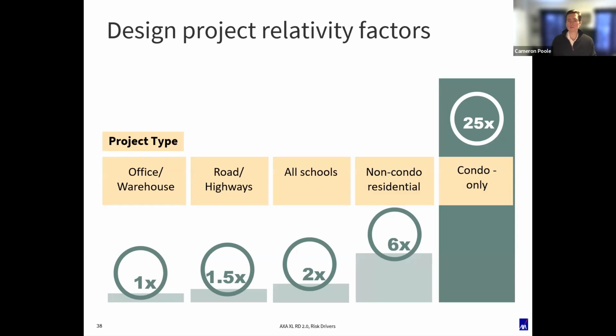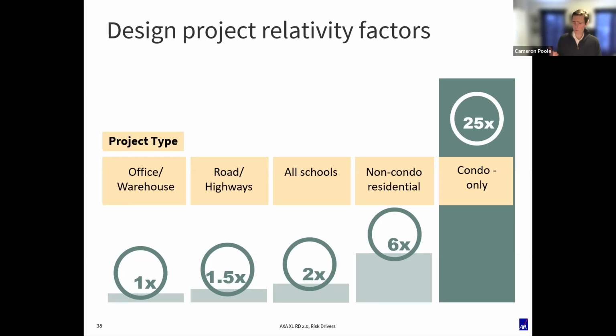So in terms of just looking at your risk overall, in the residential world, as I said, you are in a higher risk area. If we look at what we call relativity factors, we're looking at frequency of claims and severity of claims. Your baseline is an office project, an interior fit out of an office project. That's low risk, one time, right? Roads and highways, a little bit up from there, schools, a little bit up from there. Then we get into the residential world.